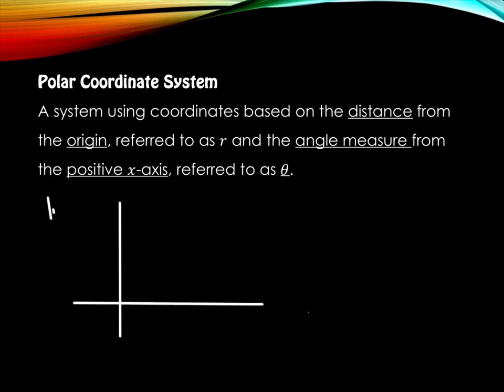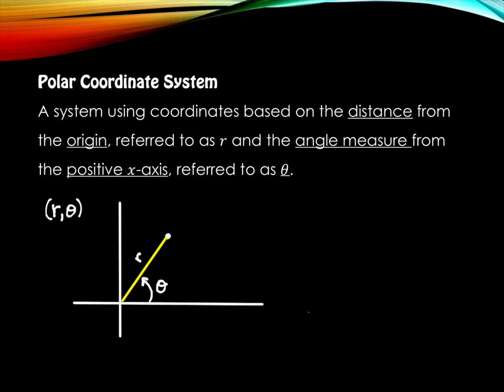Our ordered pairs are listed as r, theta. And if I have a particular point somewhere, we'll put it right here, then we would measure the distance. I'll use a different color. Back to the origin. So this is the r value. It's this length right here. And we measure the angle measure right here. And our point is determined by those two pieces.